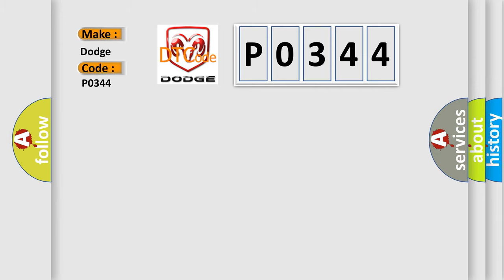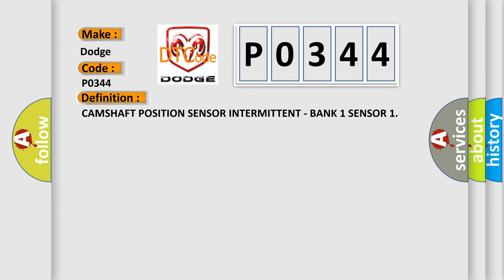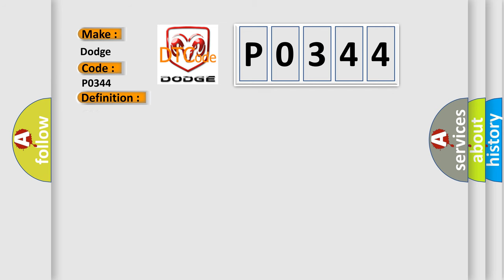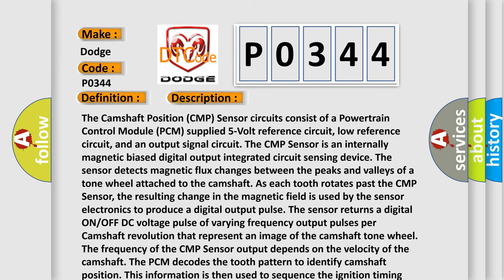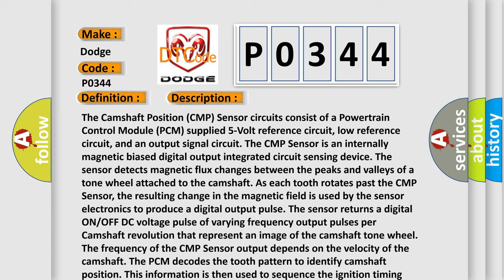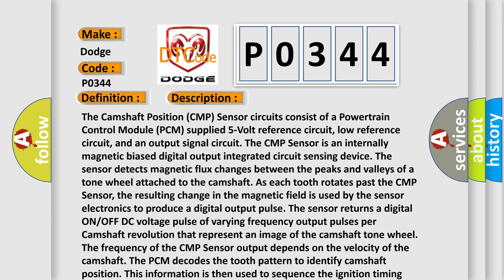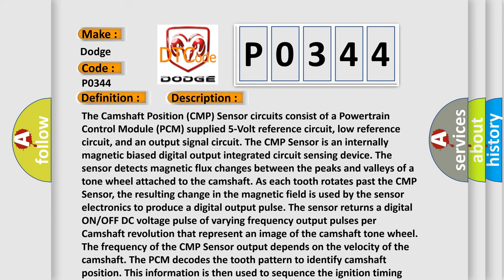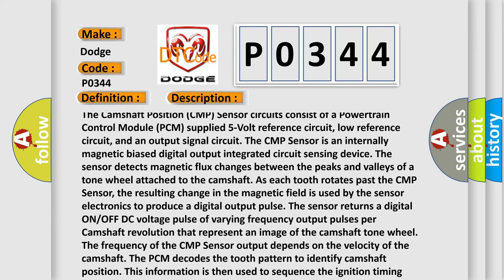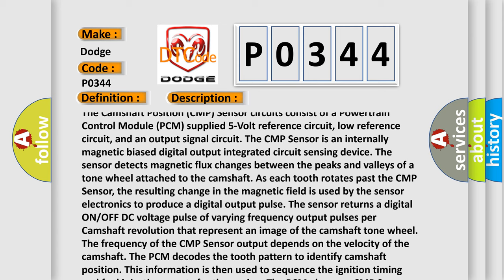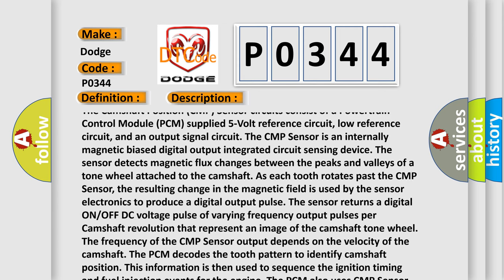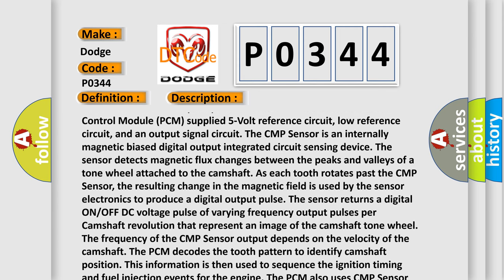The basic definition is camshaft position sensor intermittent, bank 1 sensor A. And now this is a short description of this DTC code. The camshaft position CMP sensor circuits consist of a powertrain control module PCM supplied 5-volt reference circuit, low reference circuit, and an output signal circuit. The CMP sensor is an internally magnetic biased digital output integrated circuit sensing device. The sensor detects magnetic flux changes between the peaks and valleys of a tone wheel attached to the camshaft.